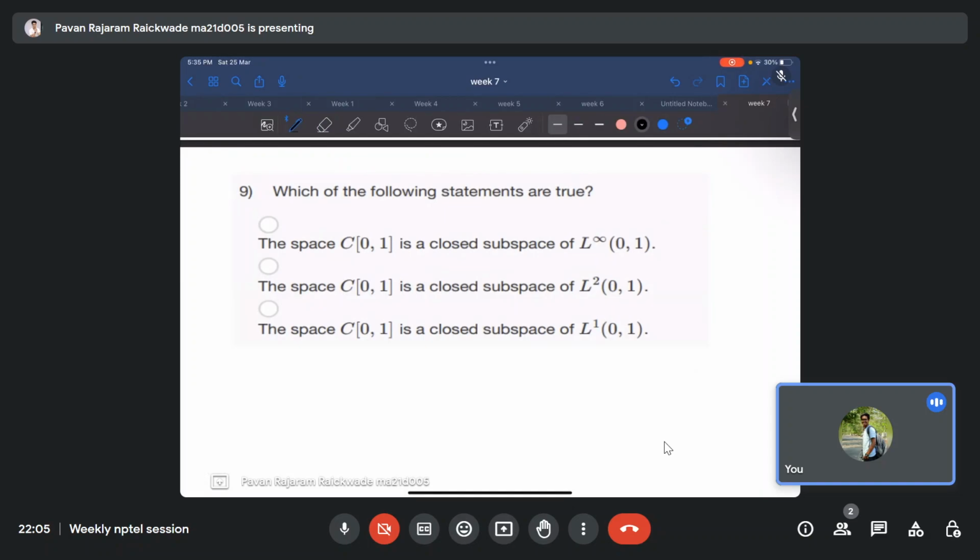Okay, so now we'll see question number 9. It says, which of the following statements are true? The first one says the space C[0,1] is a closed subspace of L infinity [0,1]. Okay, is that true?